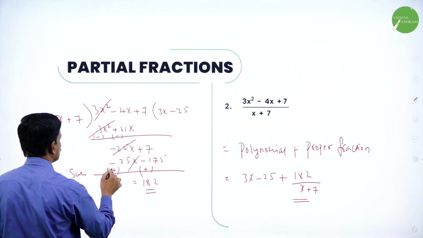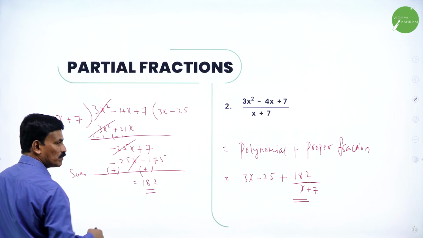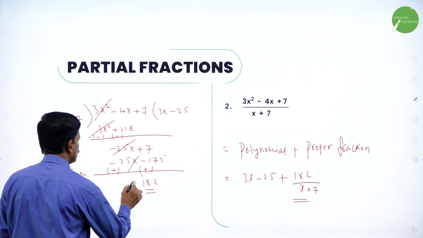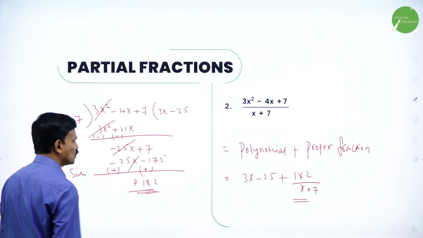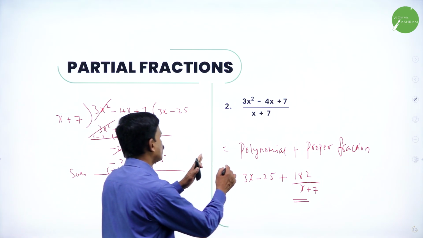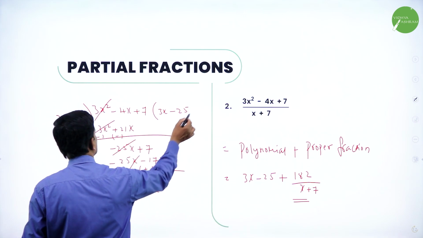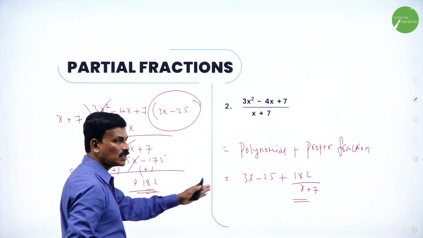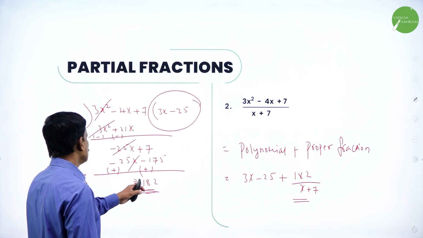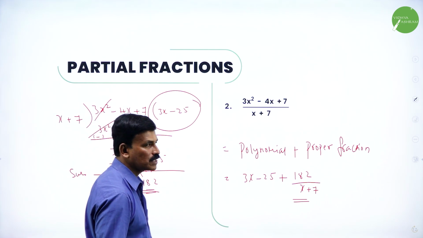Again subtract. This becomes plus and plus. Minus 25x plus 25x gets cancelled. 175 plus 7 is equal to 182. So 182 is the remainder. So therefore this improper fraction can be expressed as a sum of a polynomial. What is the polynomial here? This is the polynomial: 3x minus 25 plus the remainder 182 divided by x plus 7.